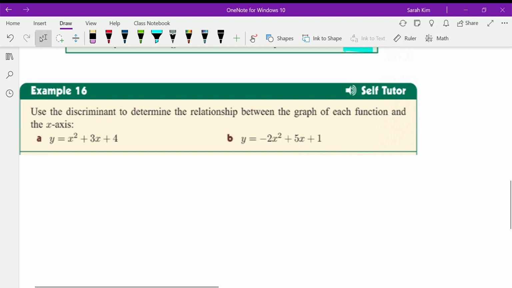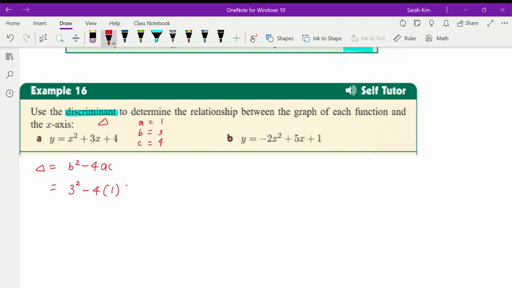So let's have a look at this example. Use the discriminant to determine the relationship between the graph of each function and the x-axis. Let's give it a go. My discriminant is going to be b squared take 4ac, so I need to first identify my a, b, and c. It'll be 1, 3, and 4. Hopefully that's easy for you now. So I get 3 squared take 4 times a times c, 9 take 16.